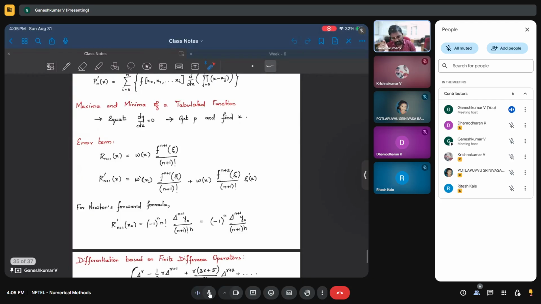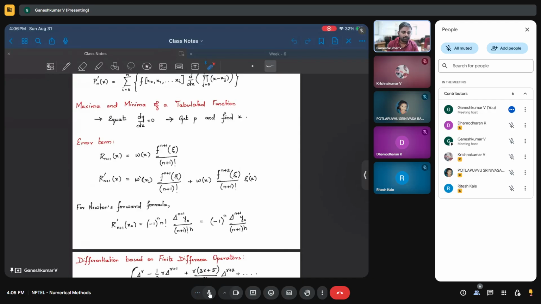And you can also find maxima and minima. Finding maxima and minima is no big deal. When we say the function has reached a maximum, we are saying that the derivative is zero there. Either maxima or minima, the derivative is zero.